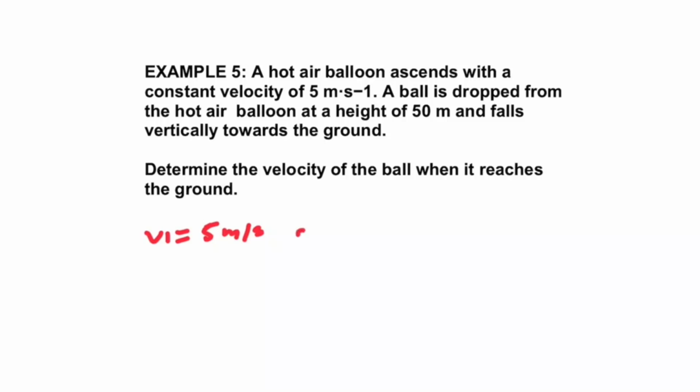But its acceleration is not that of the reference. Its acceleration is, and always is, 9.8 meters per second squared. Okay? And then it is dropped from a height of 50 meters and is going towards the ground. So when it strikes the ground, its displacement will be 50 meters. Whether it's supposed to be plus 50 or minus 50, we'll take care of that later. And then what are we looking for? We want to determine the velocity of the ball when it reaches the ground. So that is VF. We want to find VF.